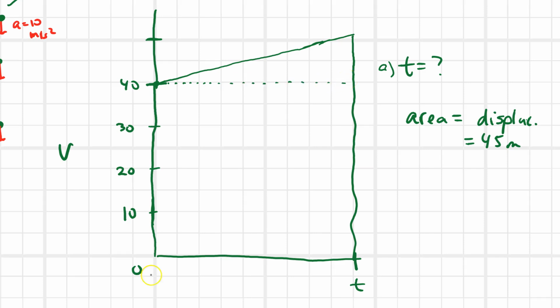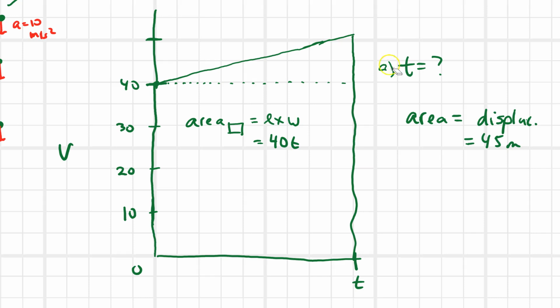So if we're starting at time equals 0, and here I'm just going to say, I don't know what the time is, right? So time equals question mark. So I'm just going to put a t here. This is time t. So what would the area of the rectangle be then? The area of the rectangle is equal to the length times the width. The length is t, and the width is 40 meters per second. So I'm going to say it is 40t. Okay, so that's fairly straightforward.